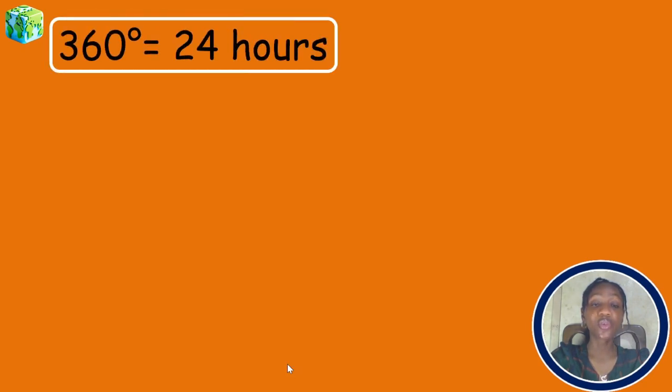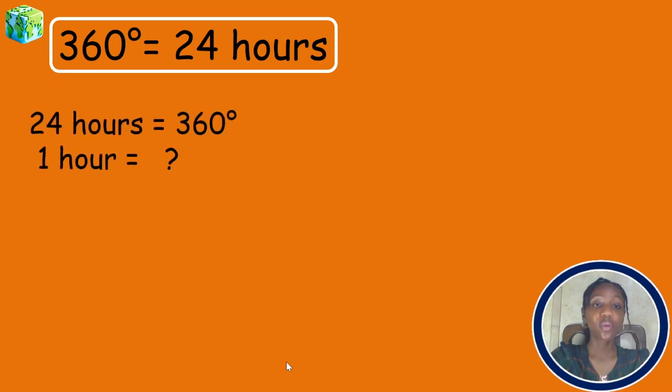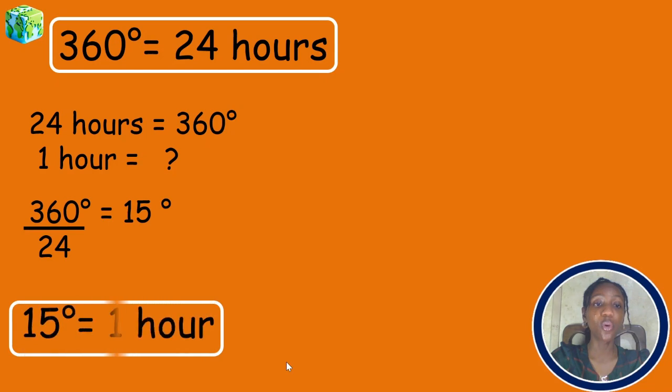Firstly, we need to remember that the Earth makes one complete rotation on its axis every day, which is 24 hours, and that rotation is itself 360 degrees. Therefore, we can infer that 360 degrees equals 24 hours. So now, since we know how many degrees gives us 24 hours, let's find out how many degrees will give us 1 hour. So using the first equation, we have 24 hours equals 360 degrees, so 1 hour will be equal to what? And solving this equation will give us 15 degrees. So therefore, 15 degrees equals 1 hour.